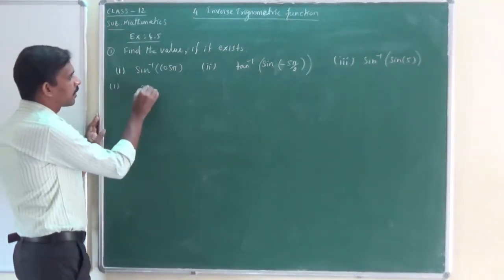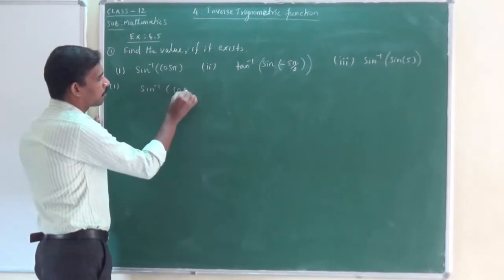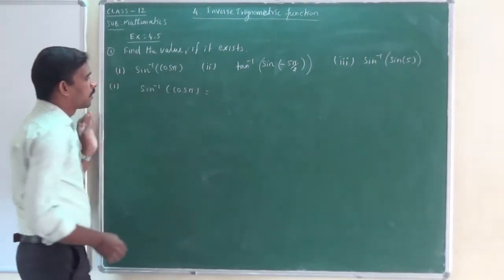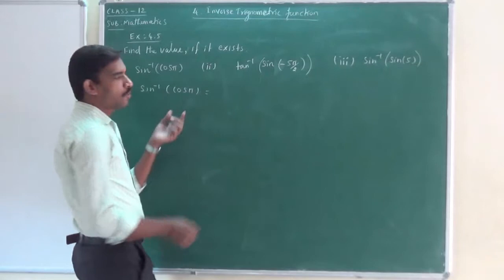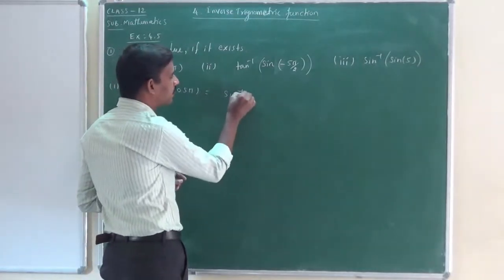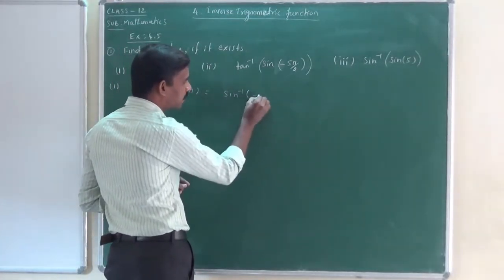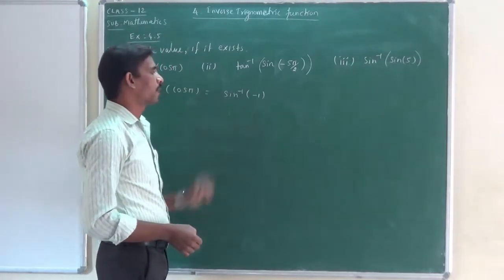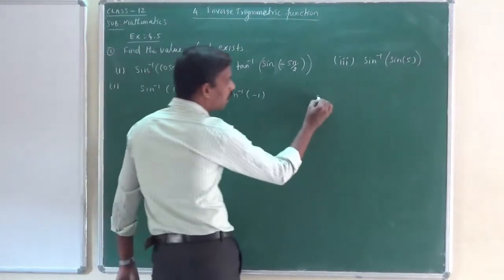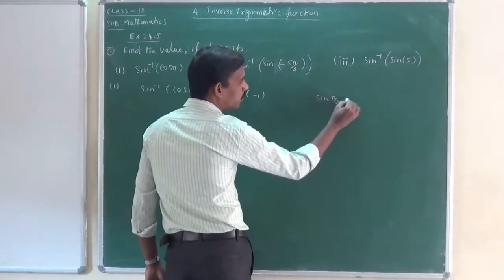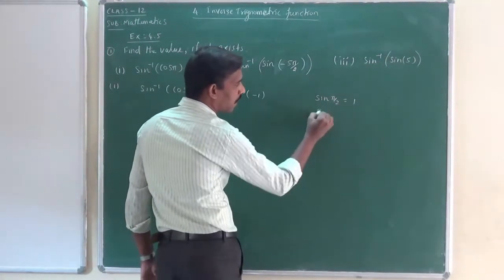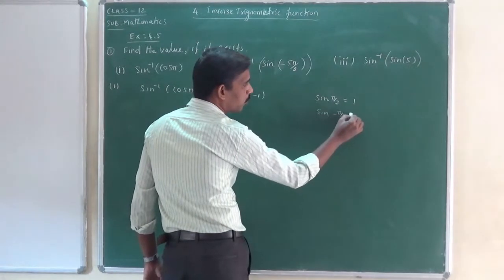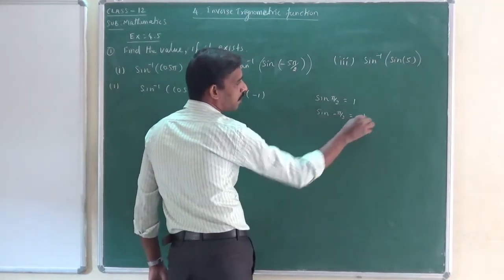First one, sine inverse of cos pi. Now we know very well the cos pi value, right? So cos pi is nothing but minus 1. Now we are getting sine inverse of minus 1. We know very well sine pi by 2 is equal to 1. Then sine of minus pi by 2 will be minus 1.